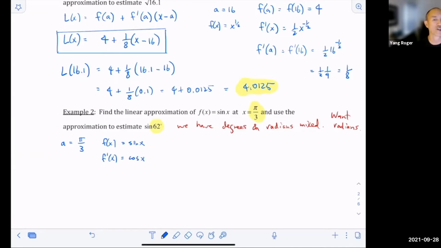Then I want to evaluate both the function and the derivative at that point. So we're going to have f of a equal to f of pi over 3. You need to know what sine of pi over 3 is. I'll give you a choice. It's either 1/2 or rad 3 over 2. Any thoughts? No thoughts.